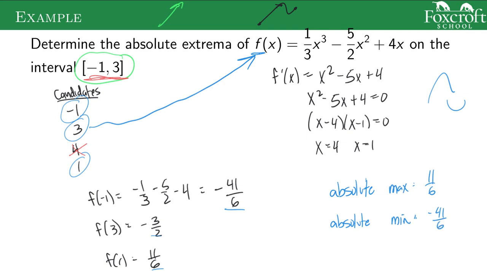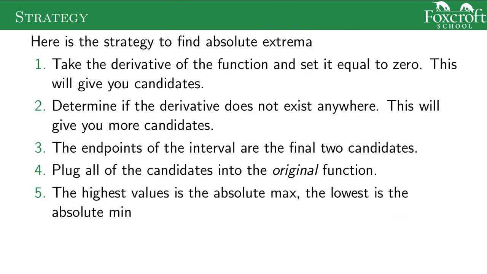This is a general strategy for finding absolute extrema. It's called the candidates test, because you kind of list off candidates for where it's possible to happen, and then you plug them all into your original function to figure out which one's actually biggest and which one's actually lowest. And here's a strategy. Again, you can read this and write it all down, but it's basically what we just did. I find the candidates by finding your critical points and your endpoints, and then determining which one is the highest by plugging into the original function.